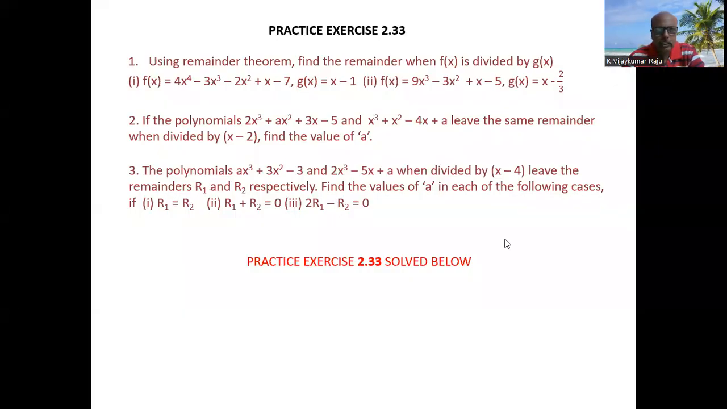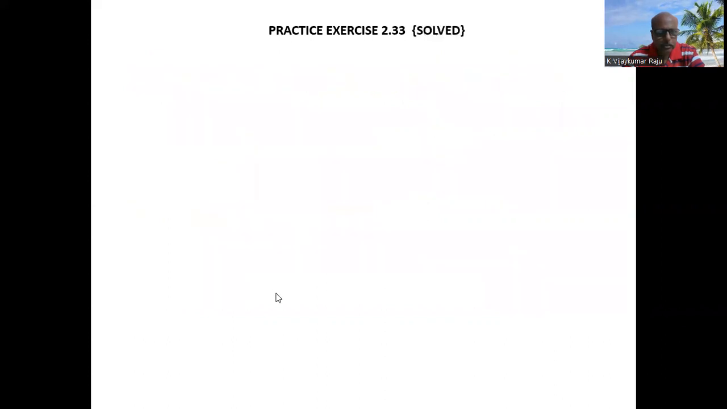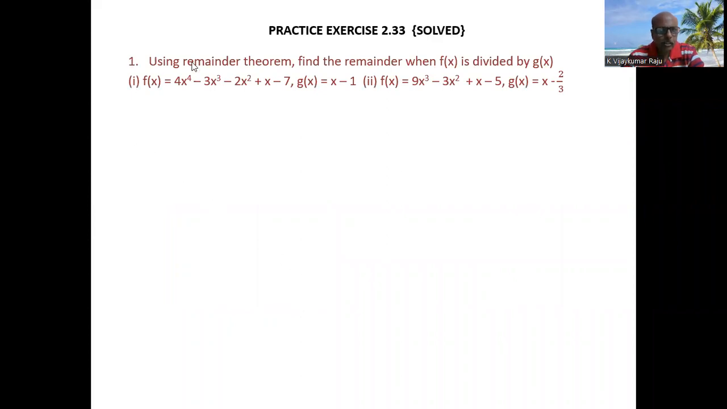Now we start with the practice exercise 2.3. So where the questions are given. Let's start them. Okay. So I am solving it. Let's see the first question. First question. Using remainder theorem, find the remainder when p of x is divided by g of x. So the first one.